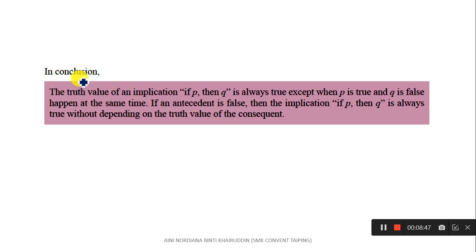In conclusion, the truth value of an implication if P then Q is always true, except when P is true and Q is false at the same time. If an antecedent is false, then the implication if P then Q is always true, without depending on the truth value of the consequent.